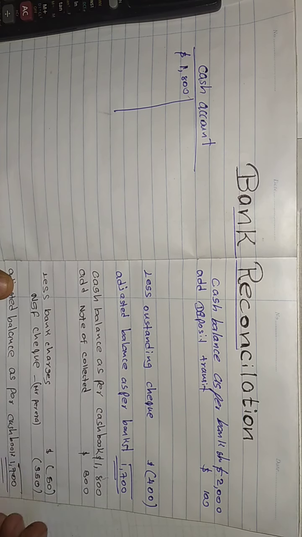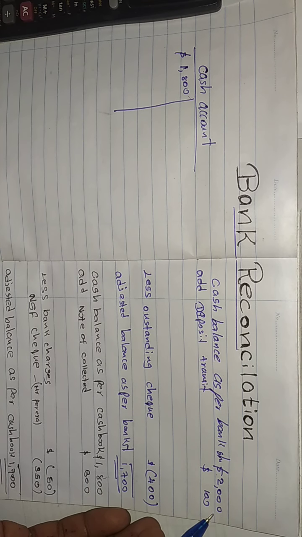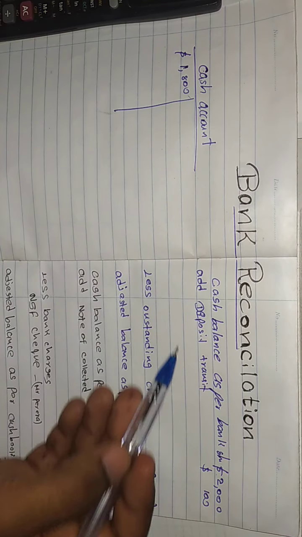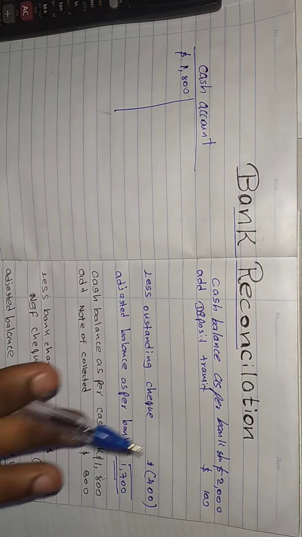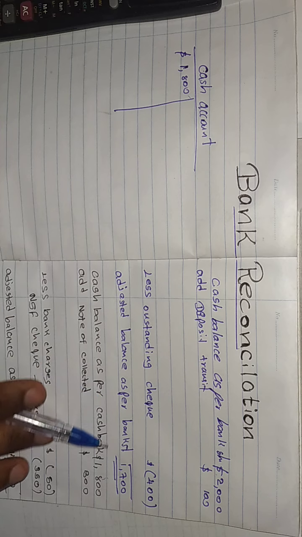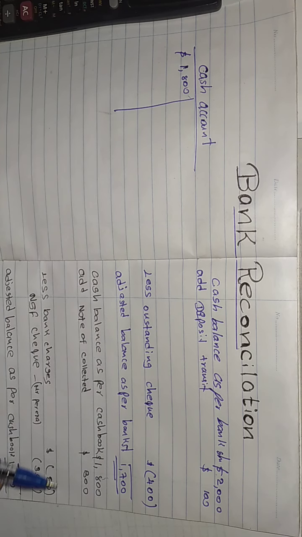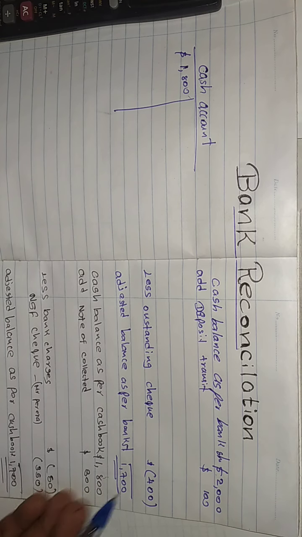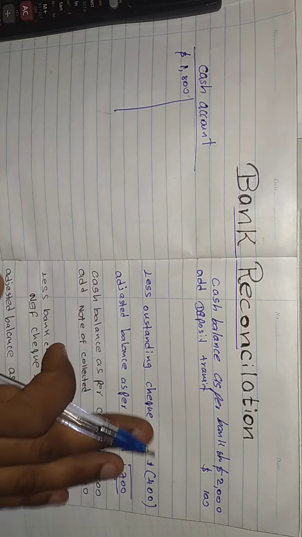$1,700. So $2,000 plus the deposit in transit $100, less those outstanding checks, gives us $1,700. Notice that both of these numbers match, and they have to match in order for us to show that we have reconciled our account.